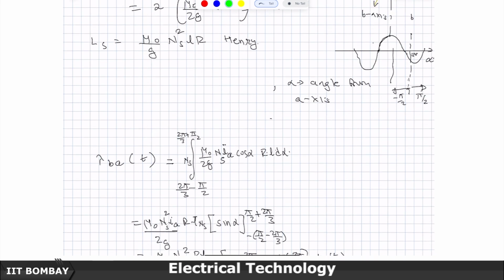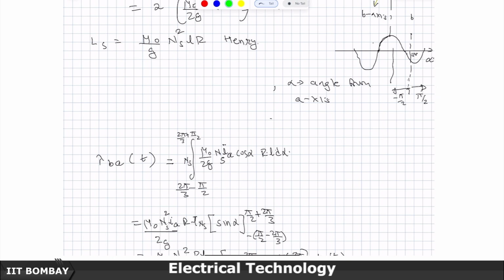Now, let us look at the mutual inductance. What is the mutual inductance? Strictly speaking, I am looking at MBA. MBA is the flux linking the B phase due to current in the A phase. Because you know that mutual inductances are symmetric, I do not need to calculate MBA and MAB separately; the same thing will be equal to MAB.